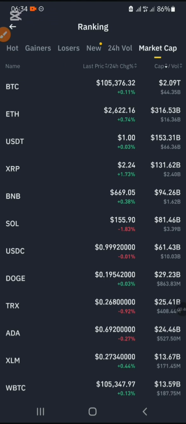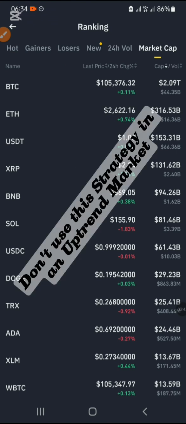Don't apply this strategy with meme coins. You are going to lose your money. It may get deeper. Don't apply this strategy when the market is going up in price, like plus 10, plus 15.